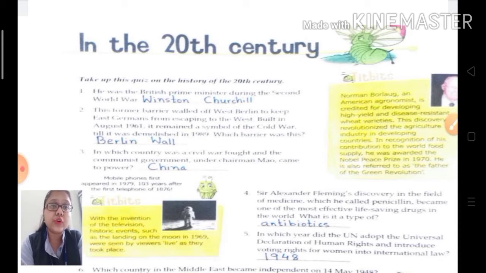Now next, number 2. This former barrier walled off West Berlin to keep East Germans from escaping to the West. Built in August 1961, it remained a symbol of the Cold War. It was demolished in 1989. Which barrier was this? Now, West Berlin walled off their barriers.